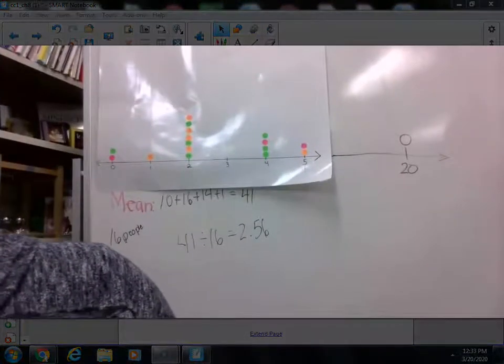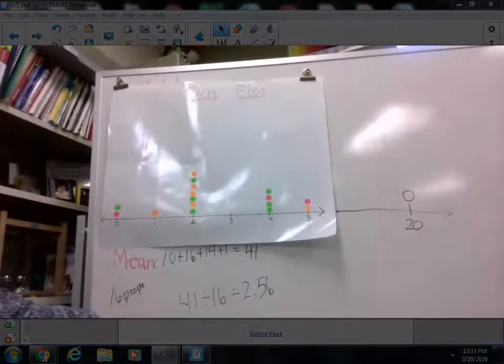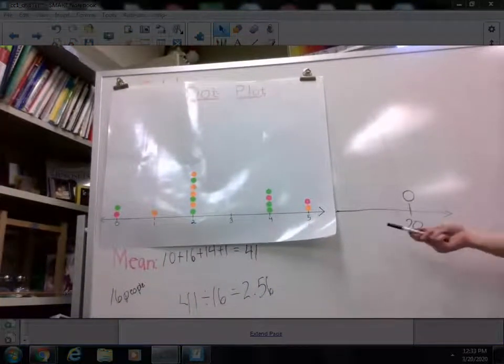So we're going to go back to our example again of the class pets. Notice Ms. Lanza went ahead and extended our number line to 20.